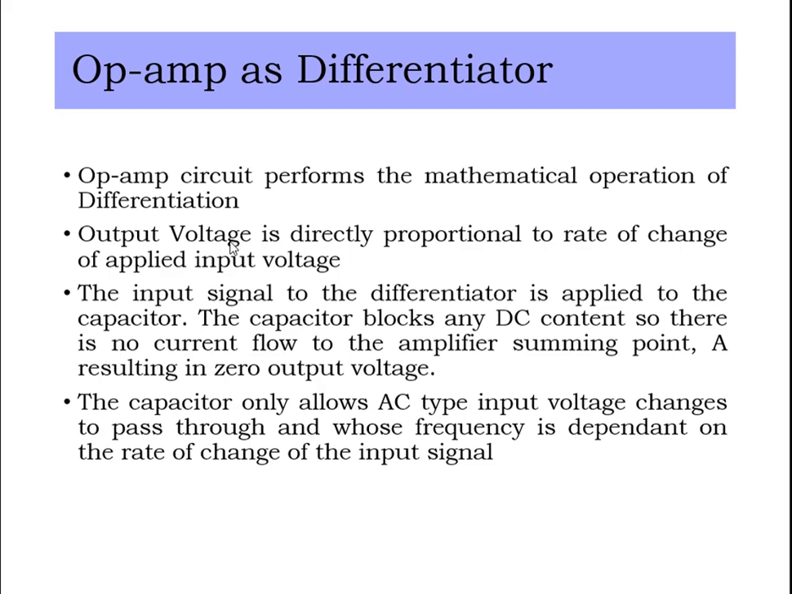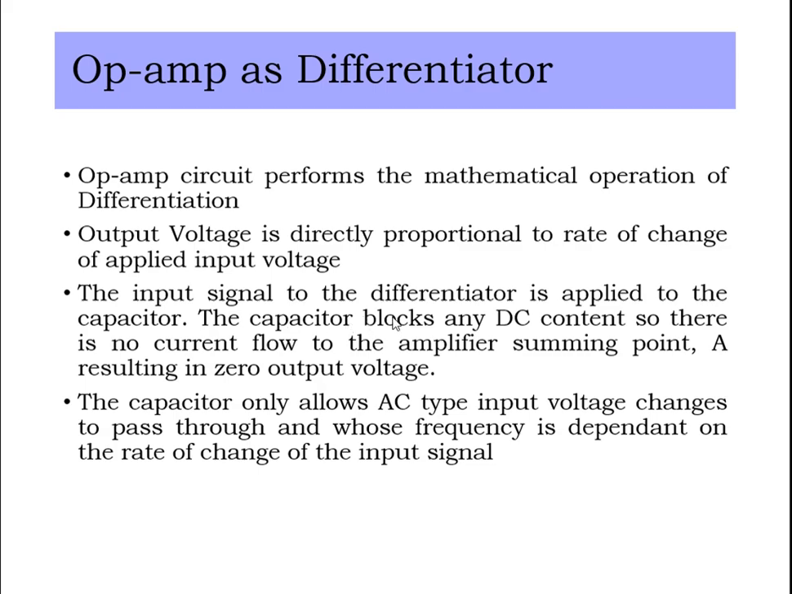An op-amp circuit can perform the mathematical operation of differentiation on a signal. A differentiator is one that produces an output proportional to the differential of the input. That is, the output voltage is directly proportional to the rate of change of the applied input voltage.